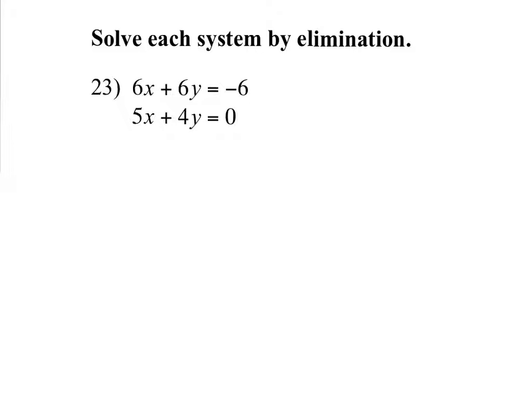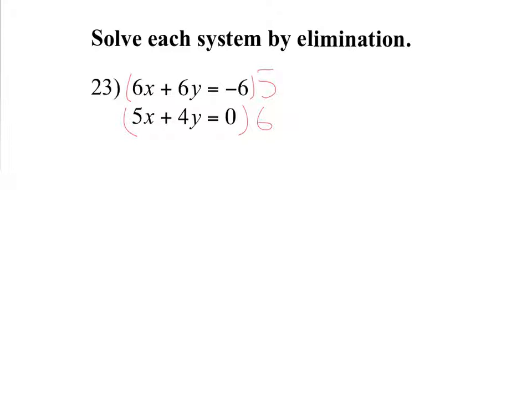For number 23, we're solving this by elimination. And what we really need to do is to get one of these variables to have the same coefficient. It doesn't matter which one we go for. I kind of like the idea of going for x in this case. So I'm looking for a way to get both 6 and 5 to be the same number. And to do that, I might multiply the top by 5. And I might multiply the bottom by 6.